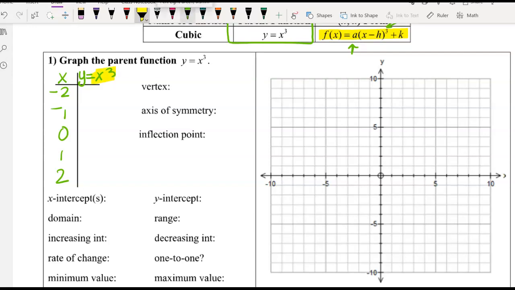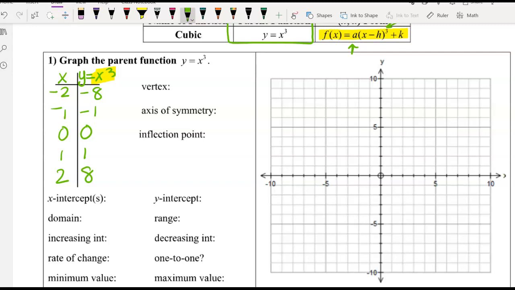So -2 to the third power, students, is going to be -8. -1 to the third power is -1. 0 to the third is 0. 1 to the third is now +1. And 2 to the third is +8.